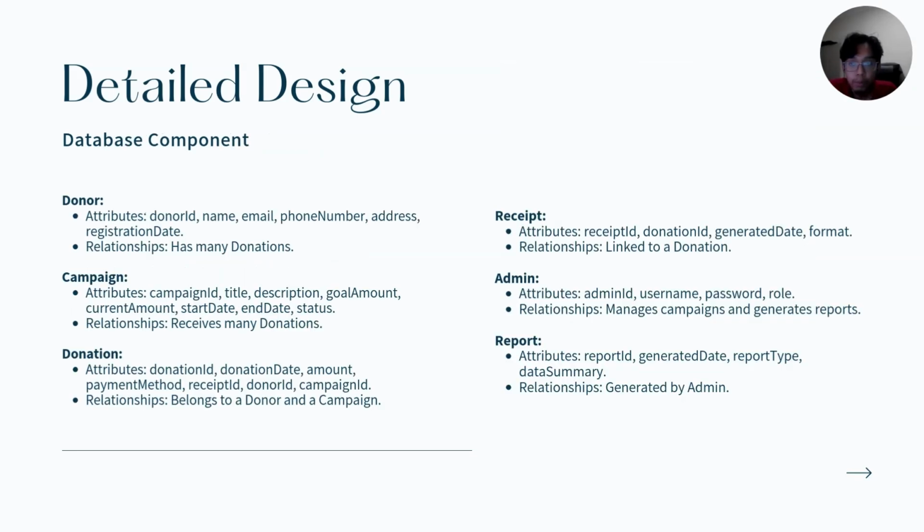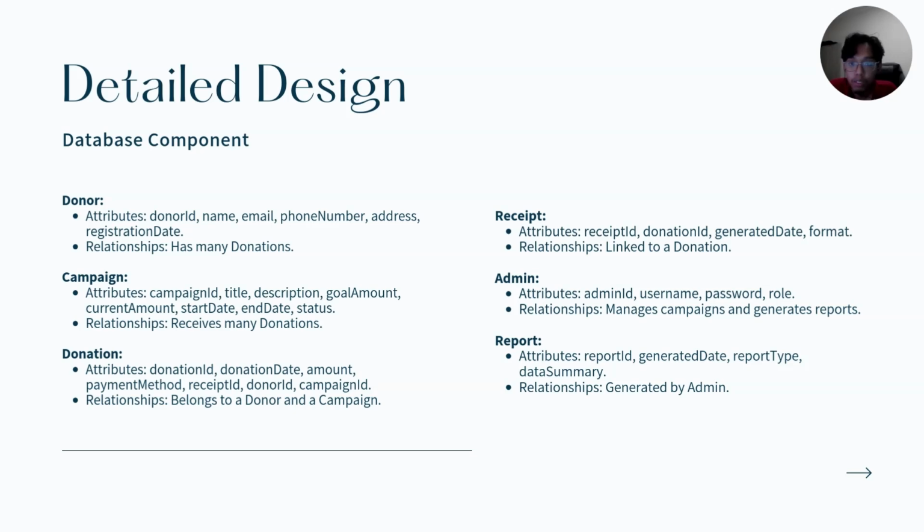For the database component of our system, there are 6 different entities that should be represented in the database. In an SQL database, these would be tables, or in a NoSQL database, they would be documents or collections. First we have the donor. We also have campaign, donation, receipt, admin, and report.